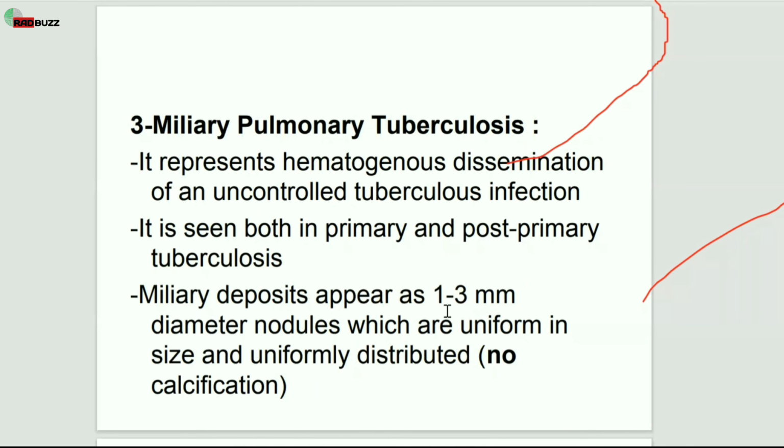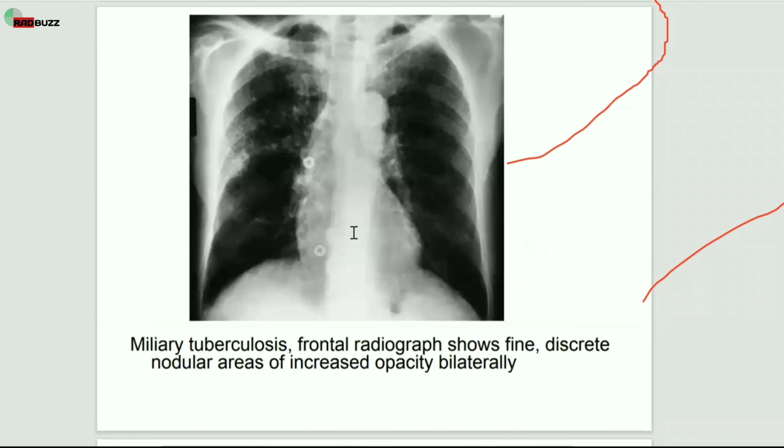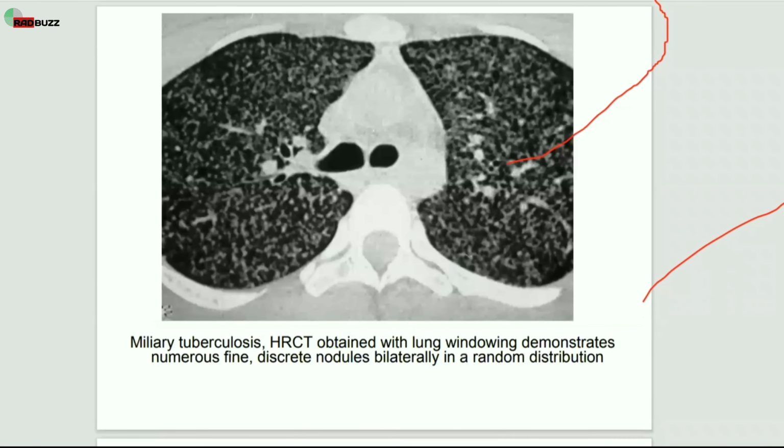We will be seeing 1 to 3 millimeter nodules. They're very small, very grainy nodular appearance, smaller than tree in bud, and they're uniform in size. And there will be no calcification. That's how we differentiate between silicosis and miliary tuberculosis. Not a very good X-ray, but that shows some nodularity, discrete, small, diffuse.